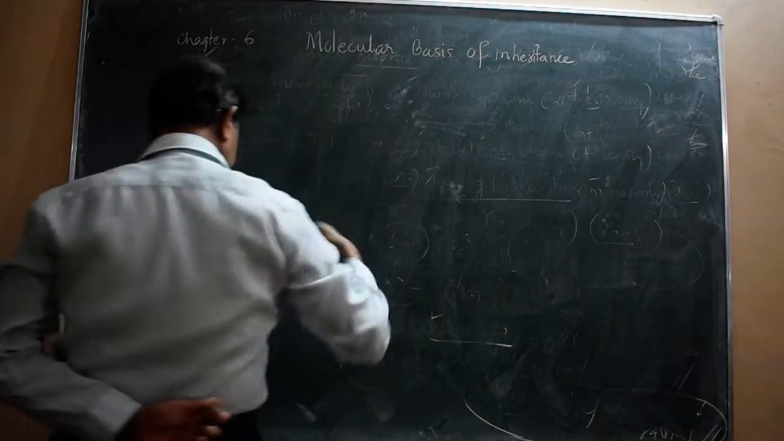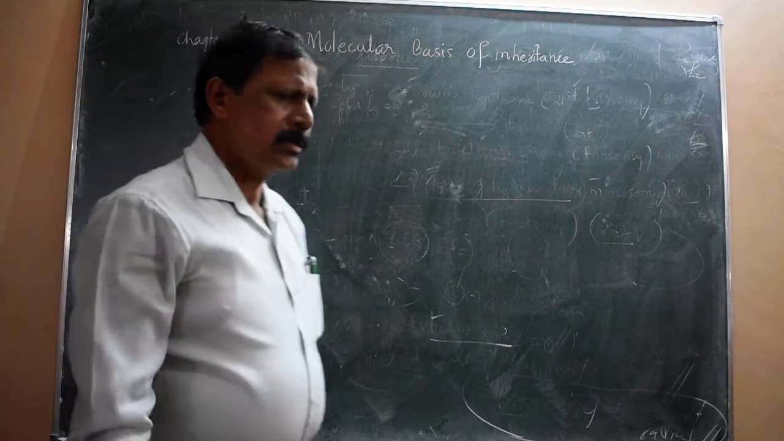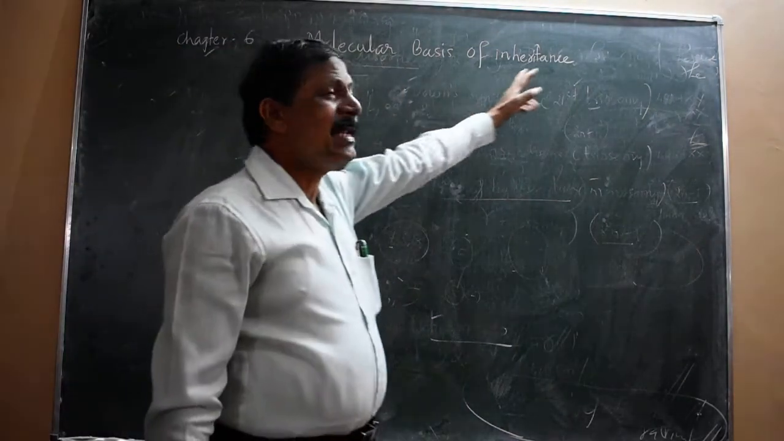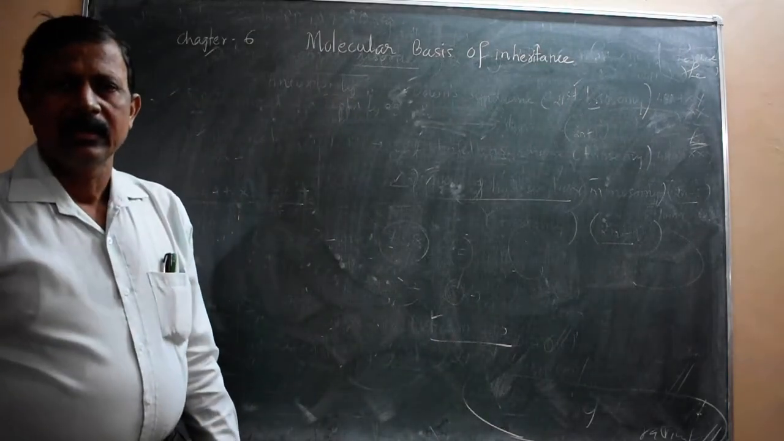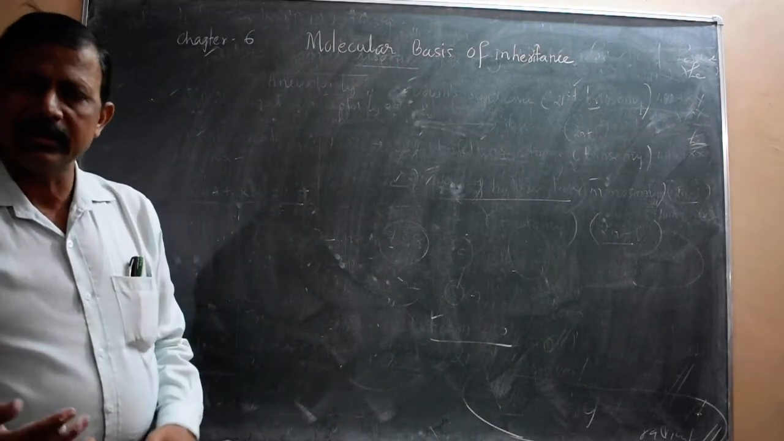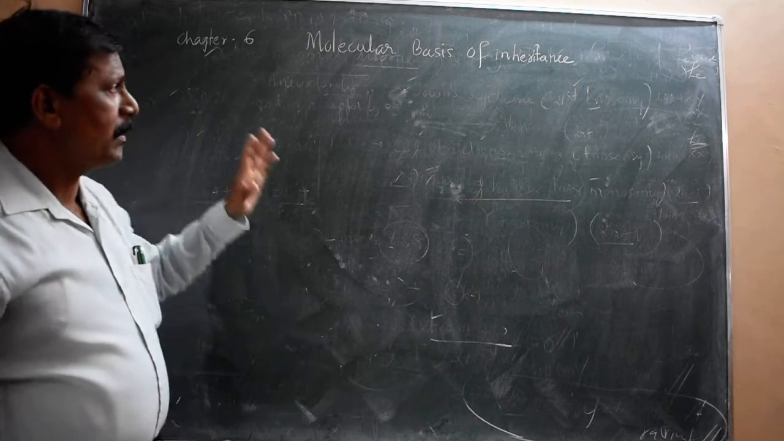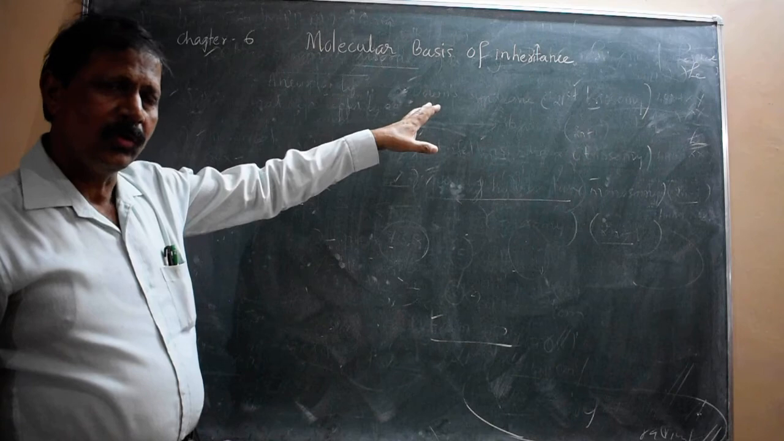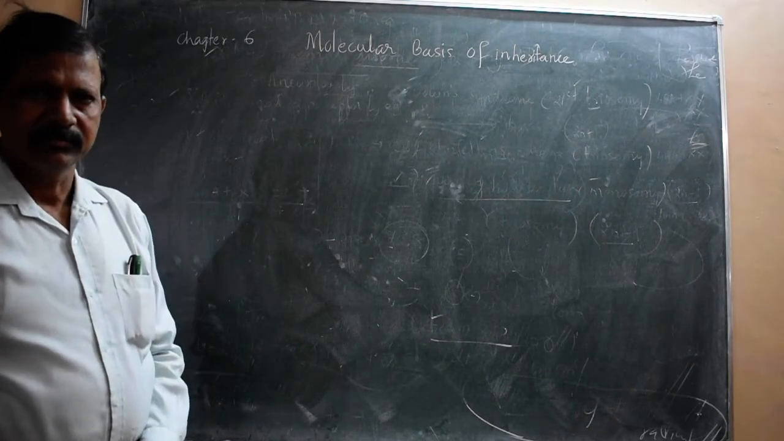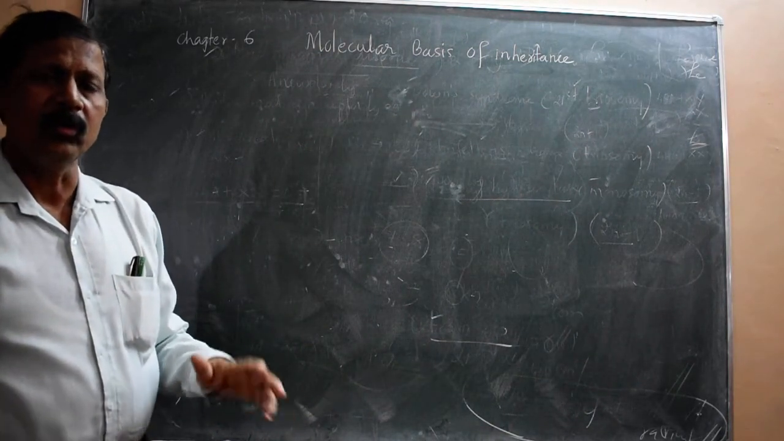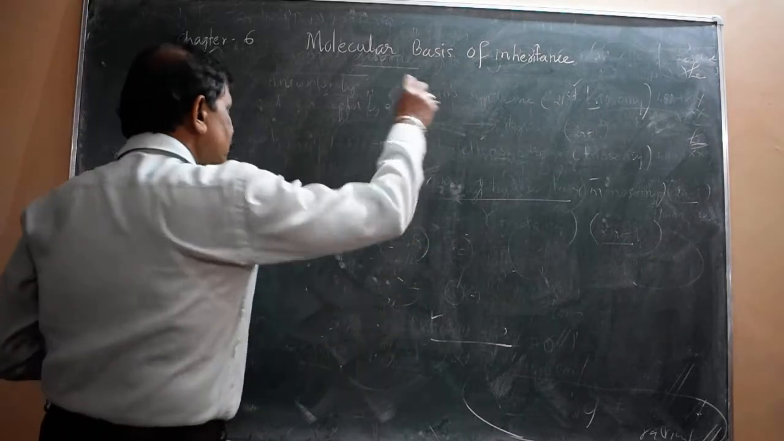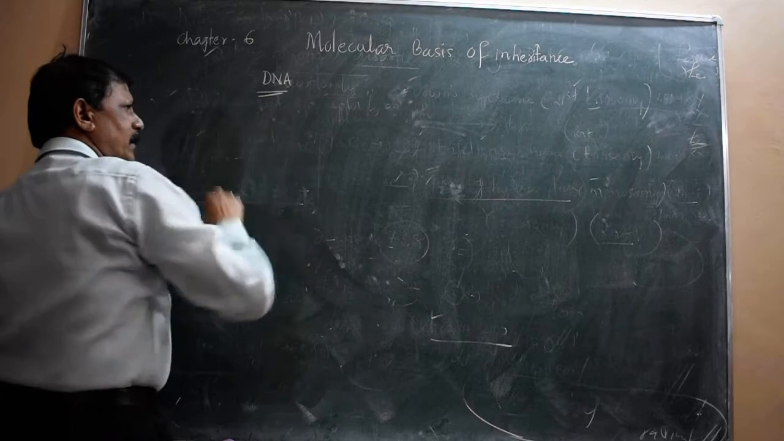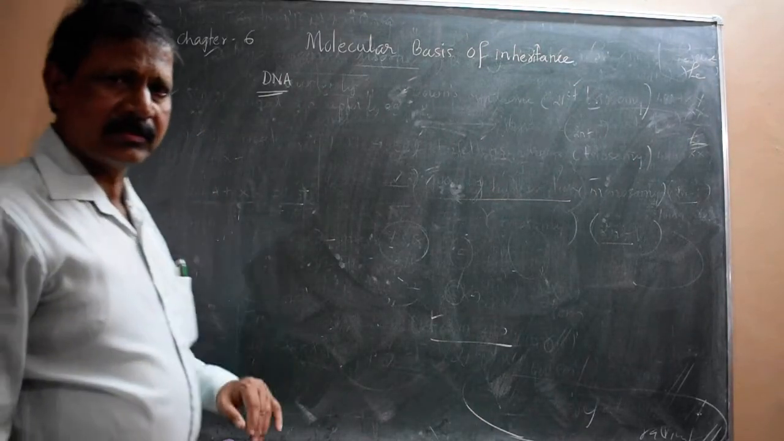Molecular basis. Now the question is, what is this molecule that is involved in the inheritance? Our earlier knowledge says that the main molecule involved in inheritance is the DNA, deoxyribonucleic acid, and that is the molecule that plays a vital role in the inheritance.